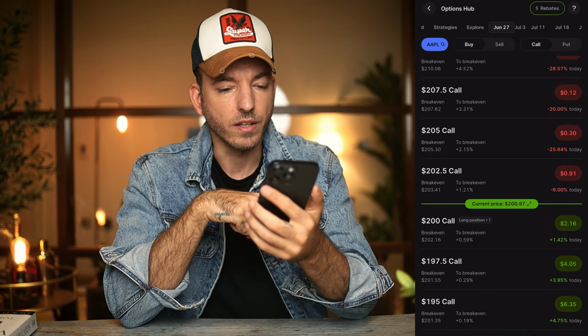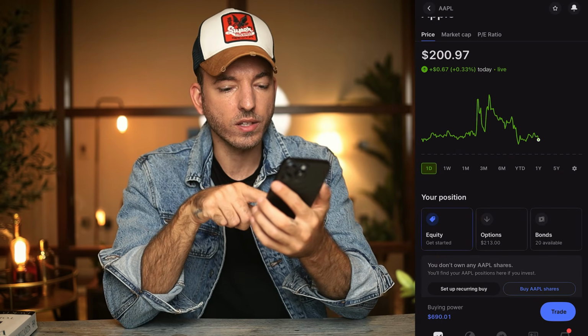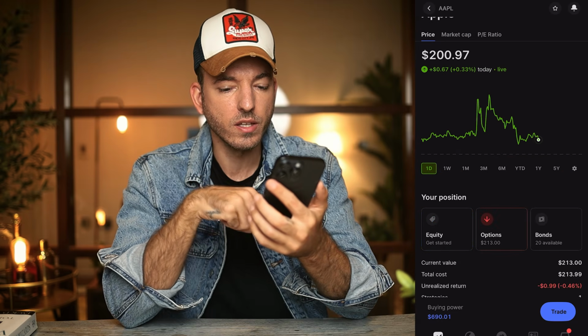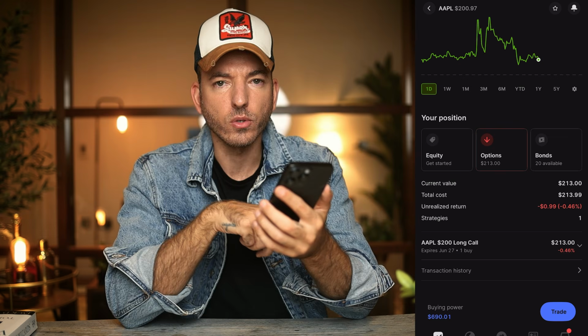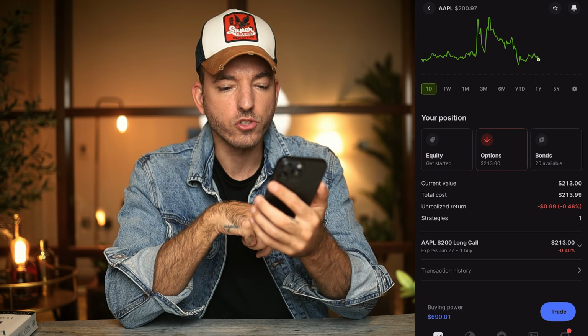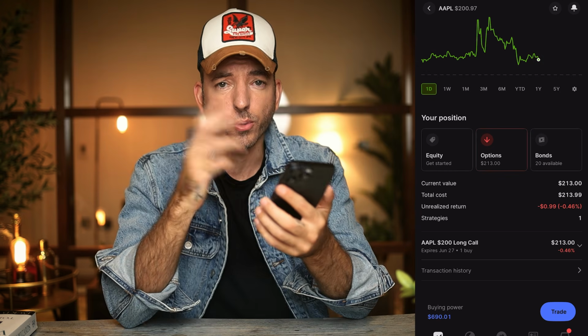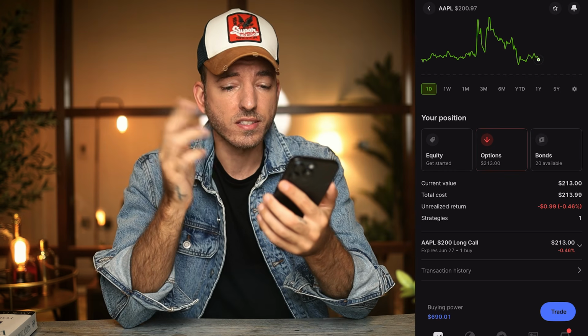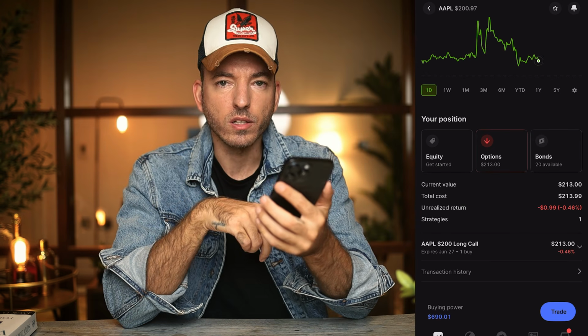Let's hit done. Now, if we go back, we can click on options under your position, and you have the current value of your option contract, which is $213. Total cost was $213.99. So we already lost 99 cents. But we're going to keep this contract open for a little bit and see what happens.